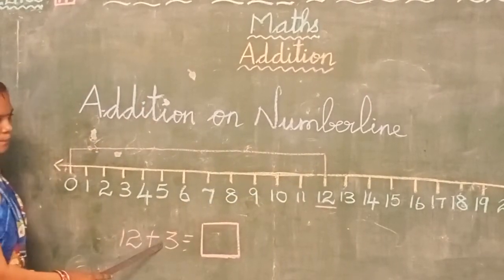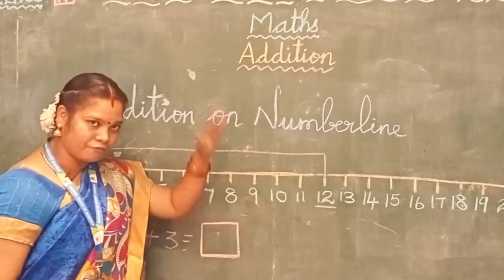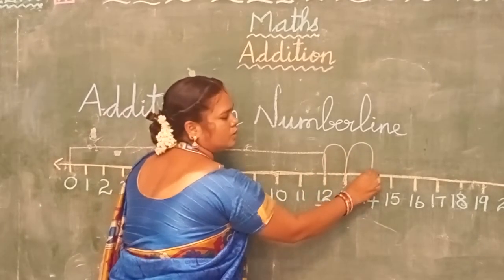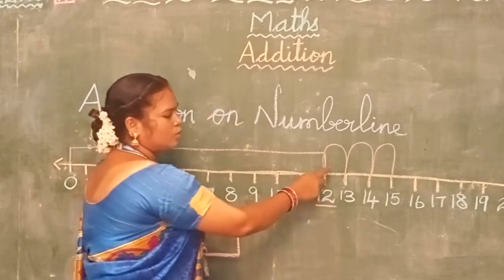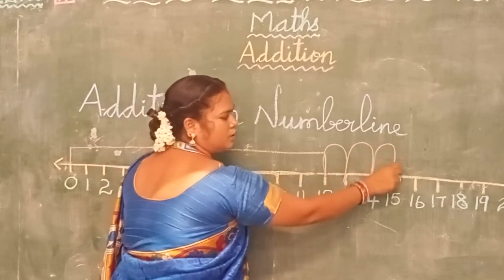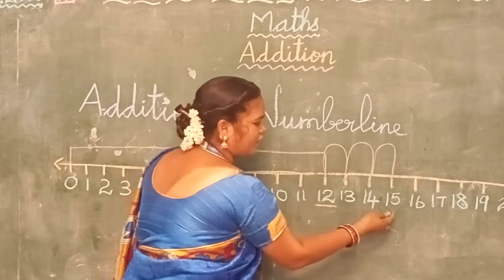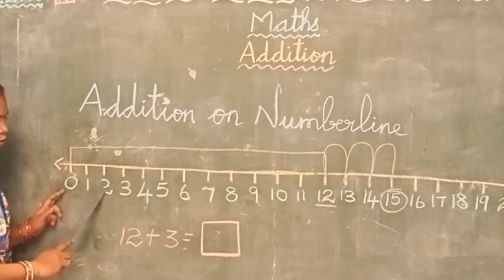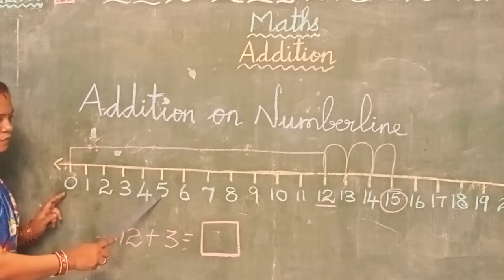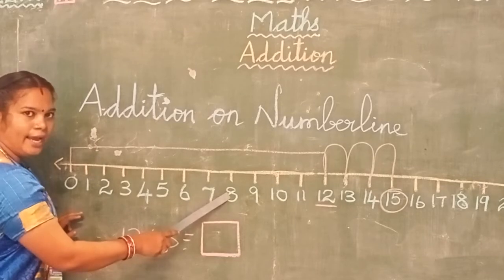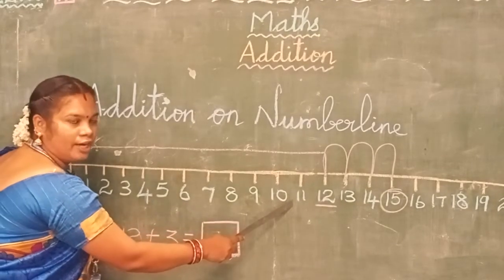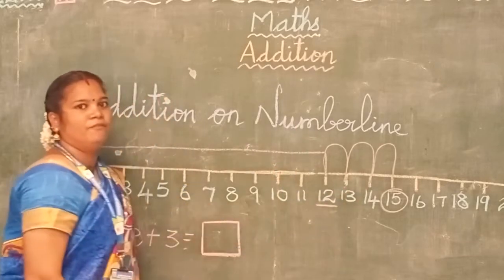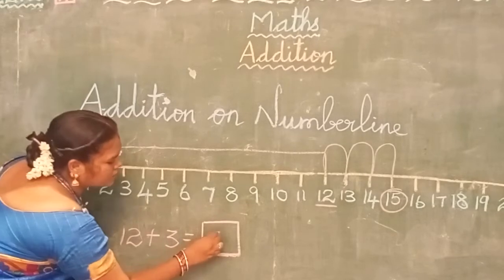Next, plus 3. 12 after: 1, 2, 3. What answer? 15. Very good children. 12 after 3: 13, 14, 15. Very good children. All of you write in the box 15.